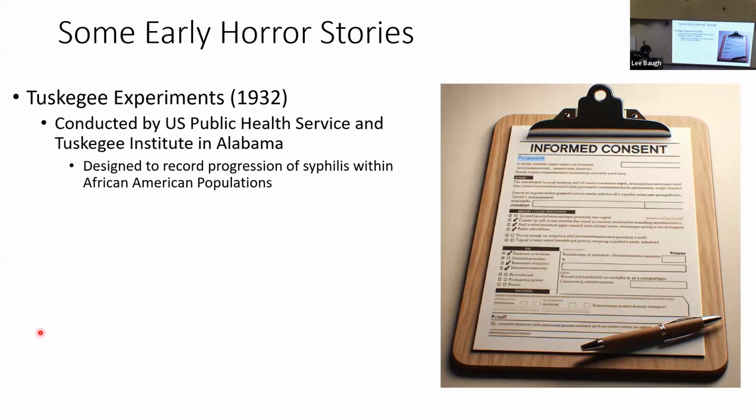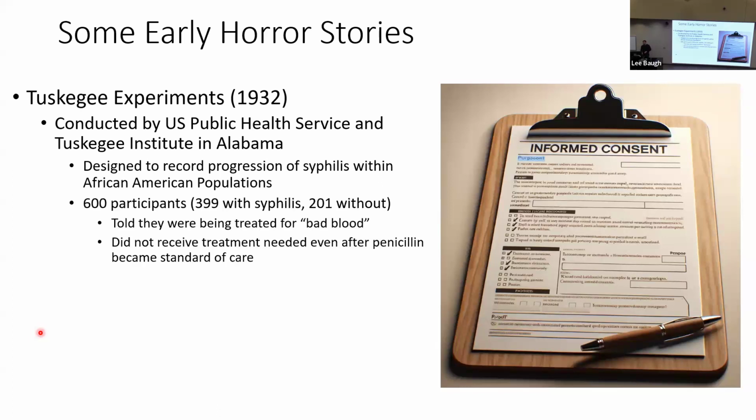However, as we'll see, the way that they did it certainly wouldn't pass an IRB board today, and is certainly considered highly unethical. So they had 600 participants, 399 with syphilis, 201 without. And when they were taking part in this study, what they were told is that they were being treated for "bad blood," because there is no such thing. So they just made up this condition of bad blood and said, this is what we're treating you for.